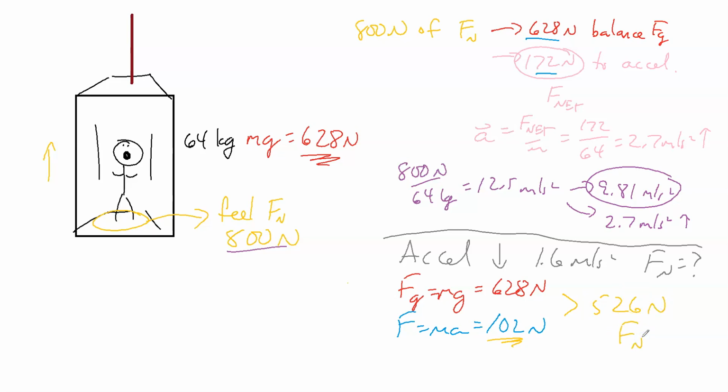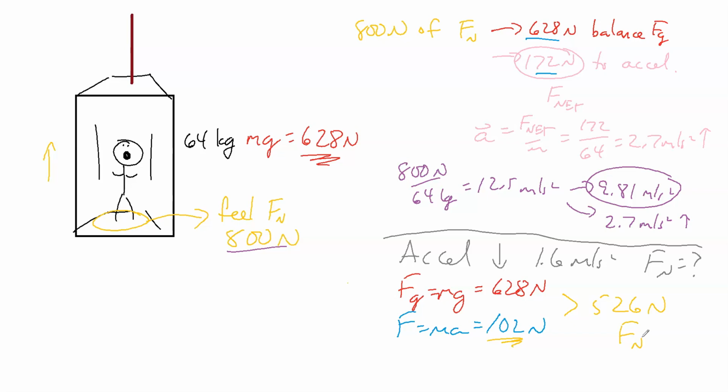So you're standing in the elevator, your weight would be 628. You're still going to feel 526 newtons on your feet because you're losing 102 to the acceleration that is accelerating you down. Very similar, just, if you feel more pressure, you can add the forces. If you feel less pressure, less normal force, you can subtract the forces.